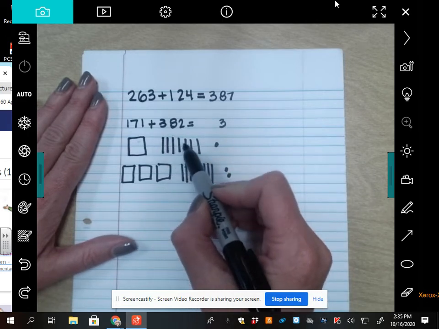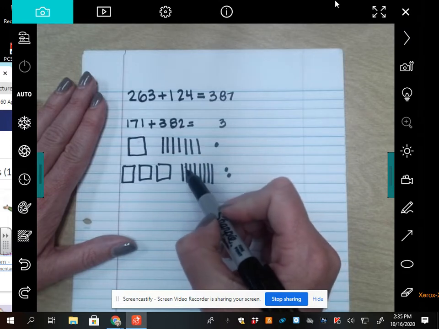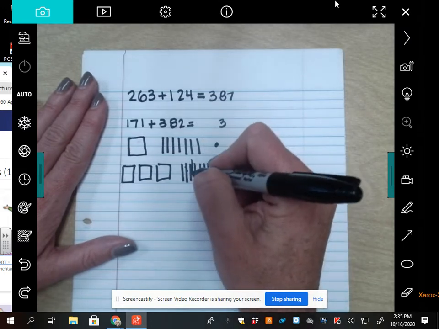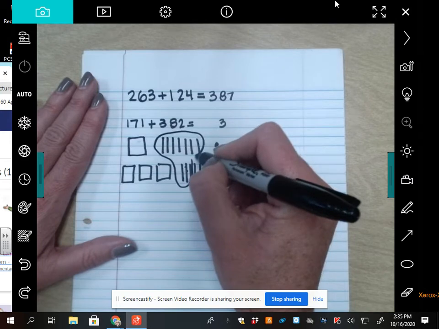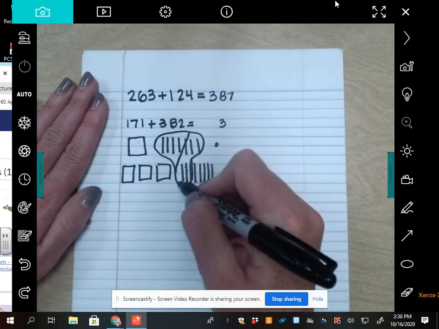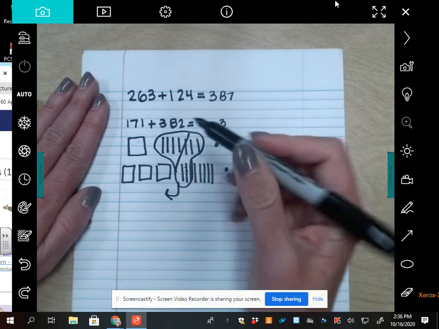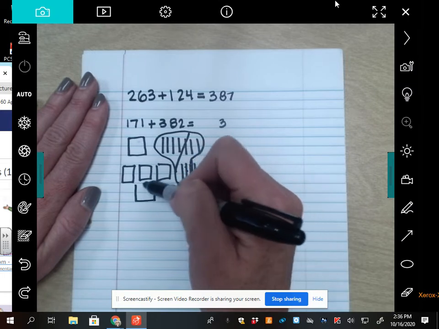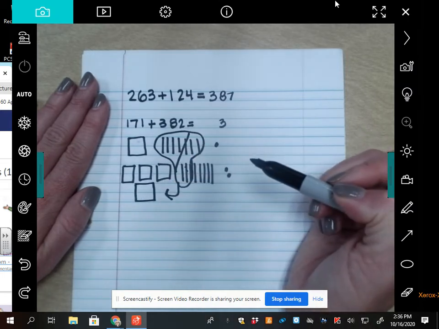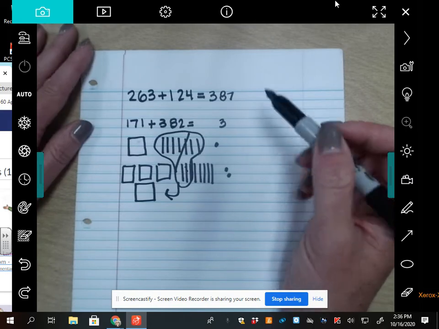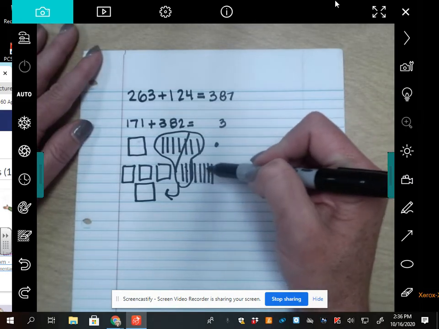1, 2, 3, 4, 5, 6, 7, 8, 9, 10. And I'm going to circle all of those that I just counted, and we're going to get rid of them. What are we going to do with them? We're going to move them over there to the hundreds, because I know that 10 tens makes another 100. Okay, so then how many tens do I have left? 1, 2, 3, 4, 5.